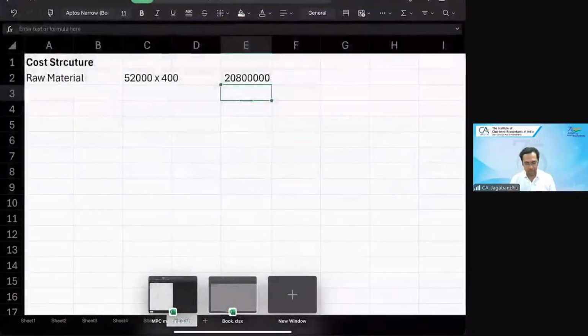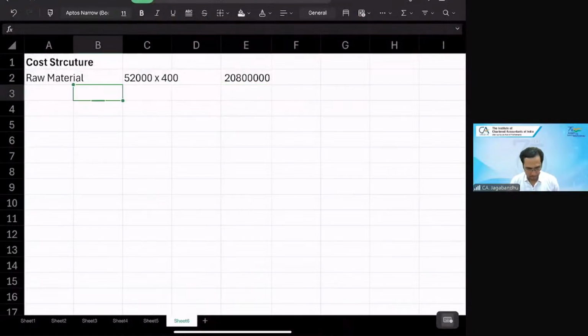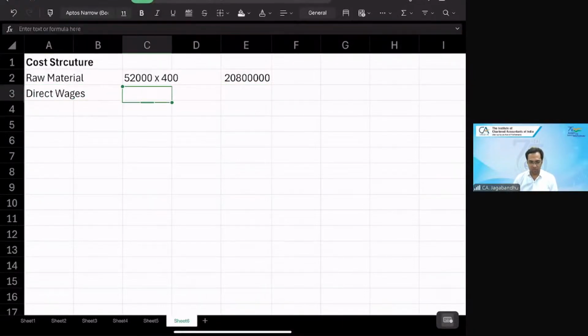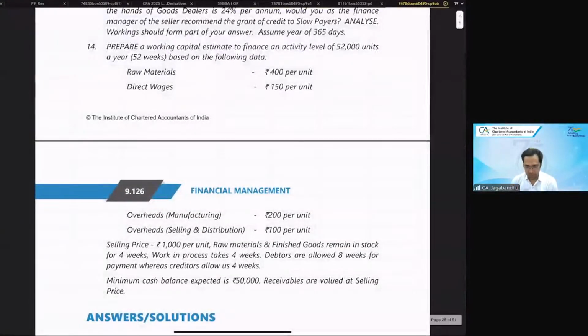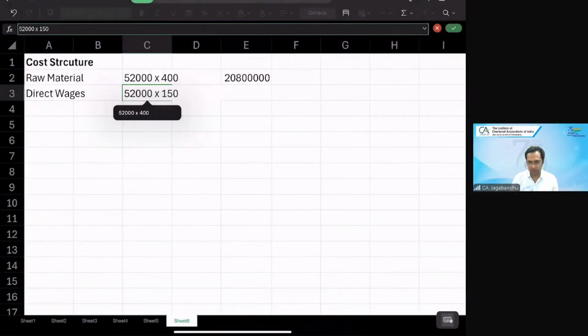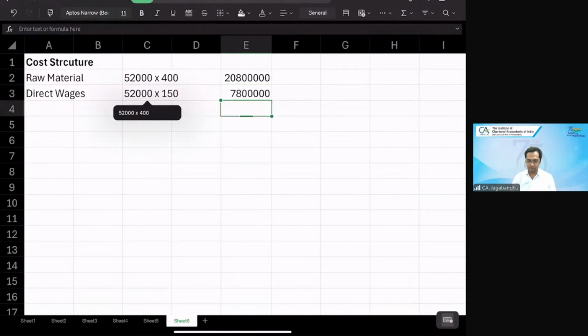Then direct wages, which is 150 per unit. So that's 52,000 into 150, right? That's 52,000 into 150.